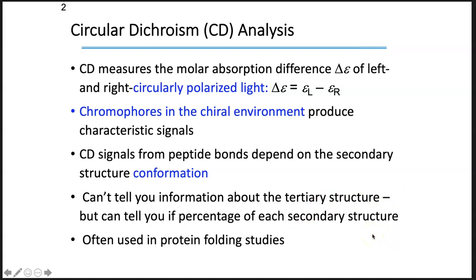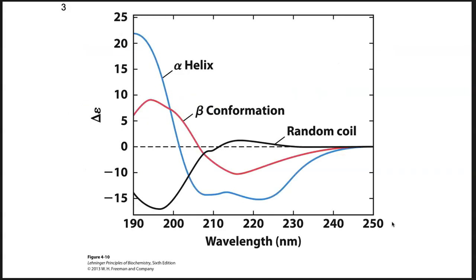This technique is often used in protein folding studies because if you start with your fully folded protein, you can identify how much secondary structure is present of each type. And then if you start to unfold your protein, for example by adding a chemical reagent or adding heat, then you could watch the loss of that secondary structure by scanning using circular dichroism.